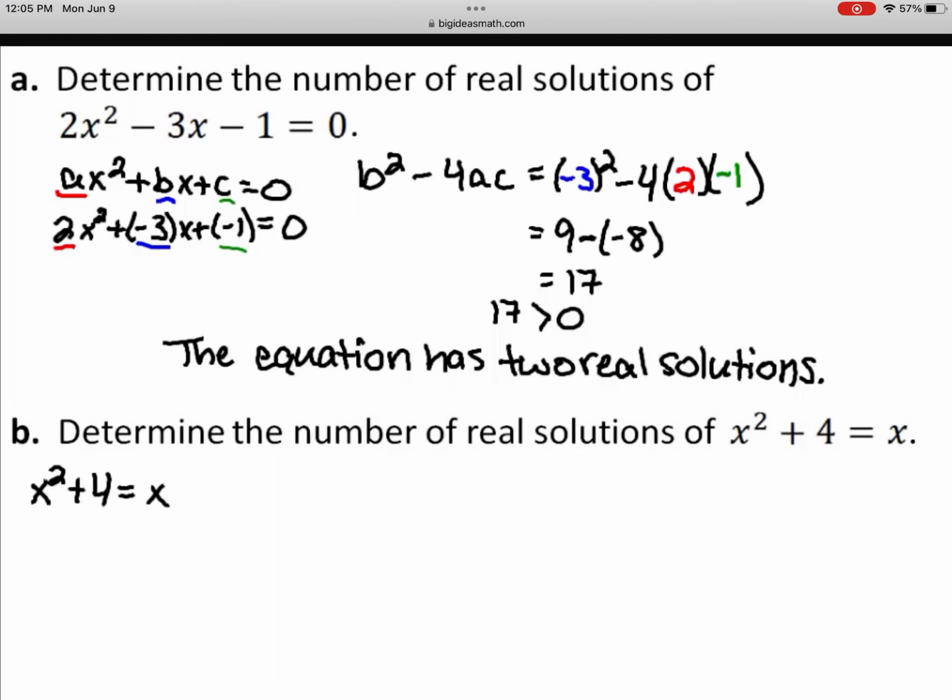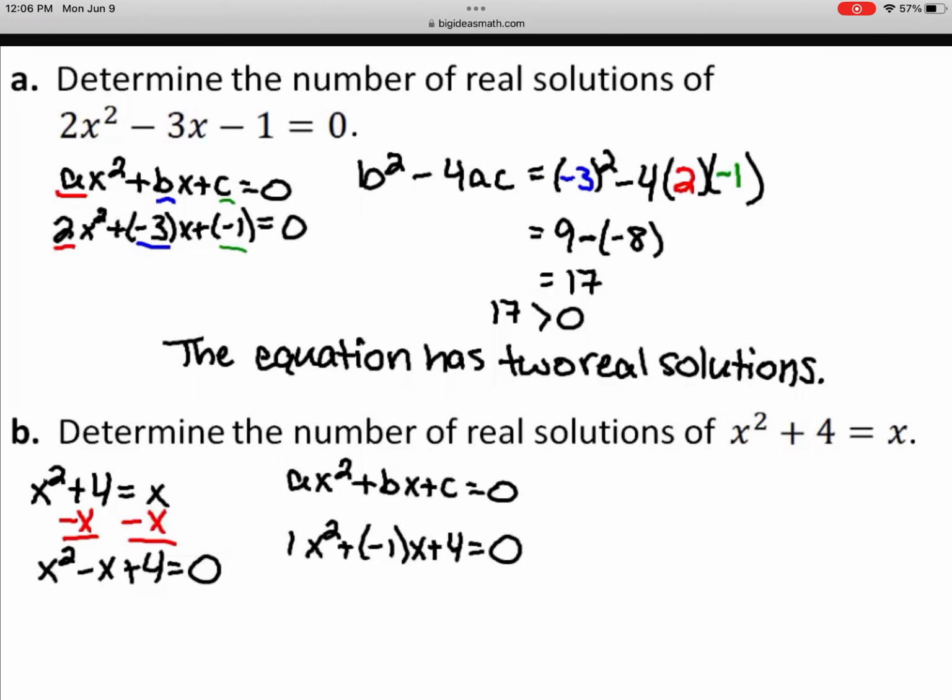First, you want to rewrite the equation by subtracting x from each side, giving you x squared minus x plus 4 equals 0. The equation is now of the form ax squared plus bx plus c equals 0. Rewrite the equation to identify the constants. Here a is 1, b is negative 1, and c is 4.